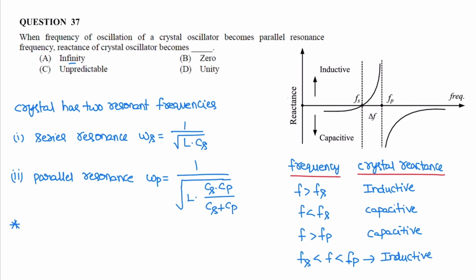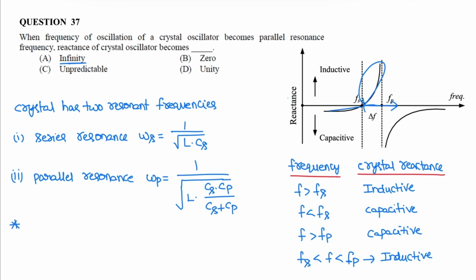Next question. When the frequency of oscillation in a crystal oscillator becomes the parallel resonant frequency, then the reactance of the crystal oscillator will become infinity. So let us see the diagram for reactance versus frequency. If frequency is greater than fs, the nature of the curve is inductive.